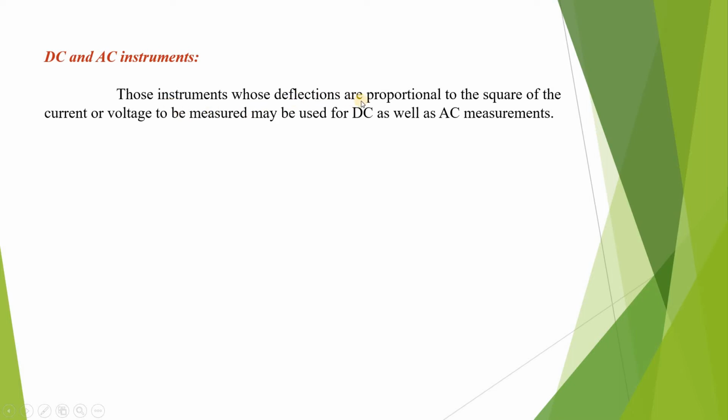Those instruments whose deflection is proportional to the square of the current or voltage to be measured may be used for DC as well as AC measurements. See here, the deflection is proportional to the square of the current or voltage, whatever you are going to measure. Those instruments are used for both AC and DC measurements.